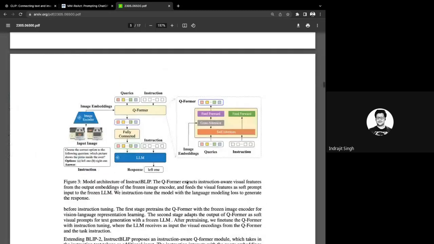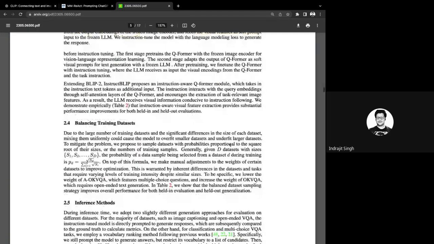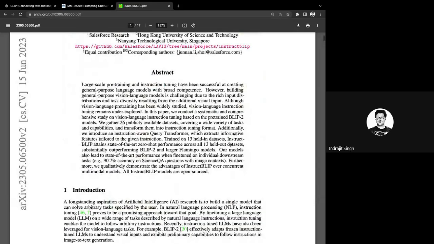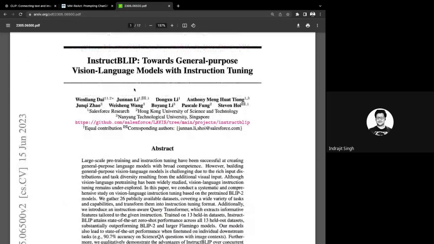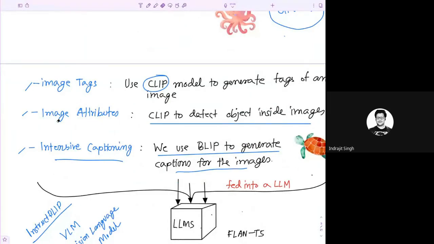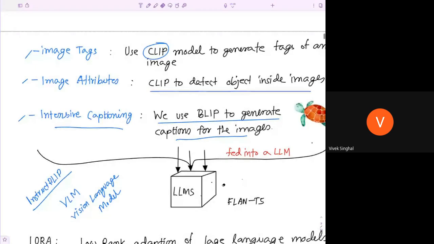Now, not really going into self attention and feed forward, but I expect that you guys have some background. But this is what BLIP is and overall what it is trying to do, using this vision language model. Coming back to this, image tags and image attributes use CLIP, and dense captioning using BLIP, right? So once you get this, the whole information that you got, you feed into the LLM.